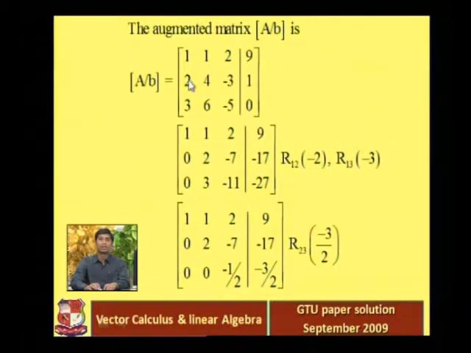The second row becomes 2 minus 2 = 0, 4 minus 2 = 2, -3 minus 4 = -7, and 1 minus 18 = -17, right? So the second row is now 0 2 -7 -17. The third row, you can see we multiply the first row with -3 and add it into the third row. So 3 minus 3 = 0, 6 minus 3 = 3, -5 minus 3 into 2 is -5 minus 6 = -11, and 0 minus 3 into 9 is -27. So the third row is now 0 3 -11 -27, right?